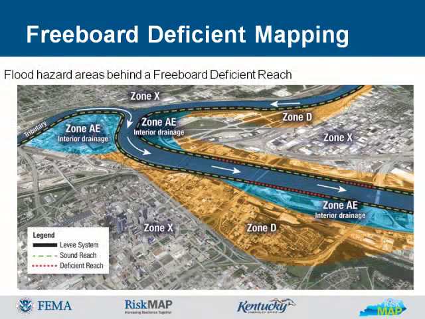In addition to the freeboard deficient reach, the analysis must also examine the potential for flood waters resulting from upstream or downstream levee systems or reaches that do not meet all standards of 44 CFR 65.10. Additionally, interior drainage must be assessed and mapped appropriately. This graphic depicts a combination of interior drainage and other flood risk areas that may be combined to map a levee system with a freeboard deficient reach.